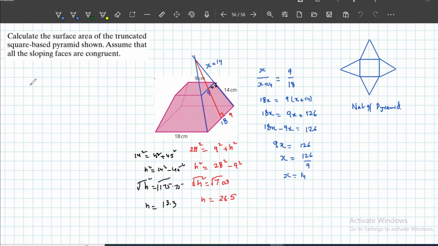Yes, viewers, now we will find out the surface area of the truncated square based pyramid. So that means the area of all the faces. So let's have a look. Surface area is equal to the area of the bottom, which is 18 multiplied by 18. That gives us 324, plus the area of the upper part, which is 9 multiplied by 9, 81, and the area of the four faces, which are triangles, 1 over 2 base 18 and the height is 26.5.